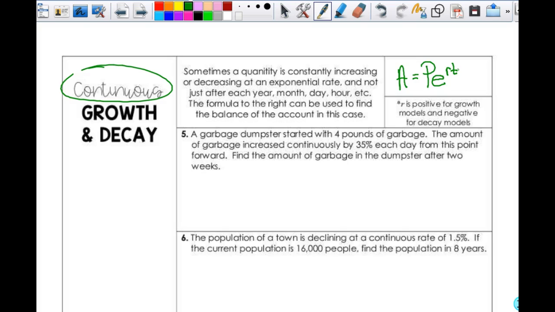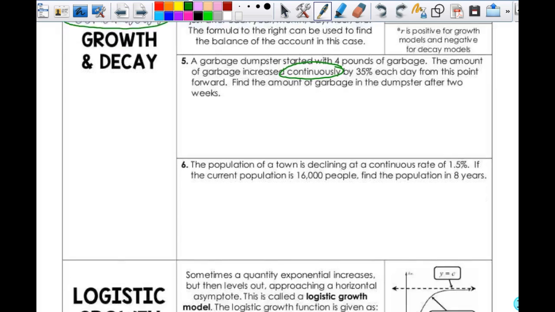So let's look at this. A garbage dumpster started with 4 pounds of garbage. The amount of garbage increased continuously. Anytime you see the word continuously, that's like, oh, e. Just like when you see ratio, you go, oh, that's a fraction, right? By 35% each day. That doesn't mean somebody dumps trash in once a day and it's 35% more, but it's continuously by 35% each day from this point forward. Find the amount of garbage in the dumpster after 2 weeks. You may have mostly used this formula for account balances and stuff. It's a gross account to have, so this is definitely not an account balance type of thing.